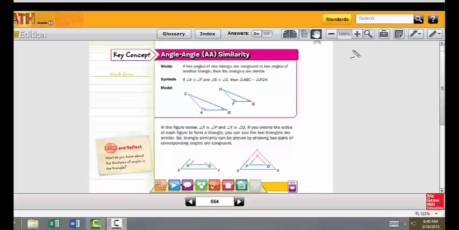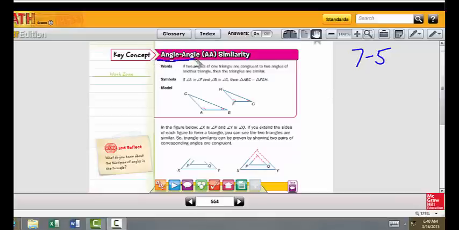Here are your examples for 7-5. 7-5 is similar triangles and indirect measurement. So we're going to use the concept of similarity in order to find a measurement indirectly. Let's look at our key concept here first.